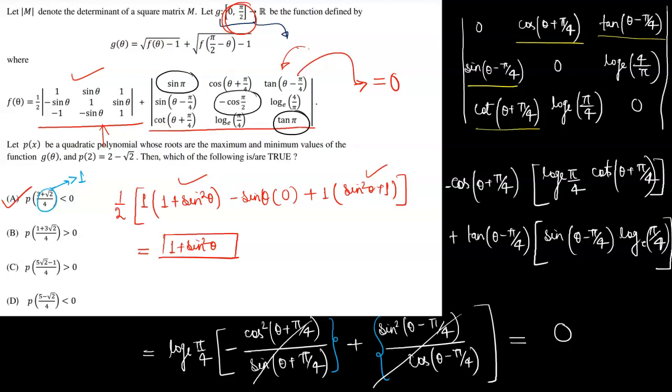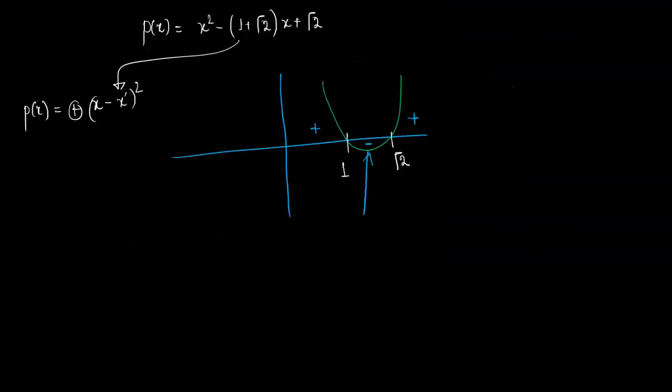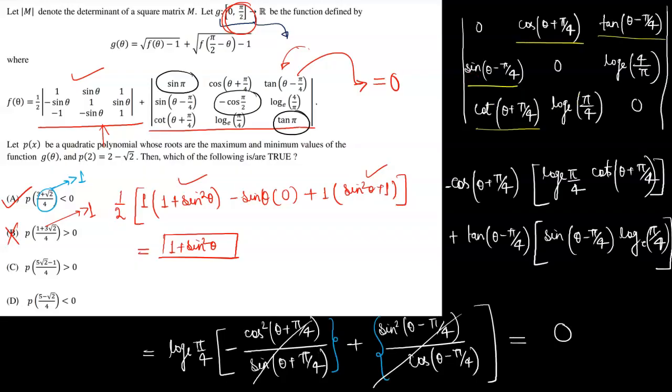So now let's see the B option. 3 plus 3 into 2 into root 2, what will it be? 4.2 plus 1, 5.2. Again it will be greater than 1. This quantity will again be greater than 1, but it is given as positive, and it is not positive, it will be negative. You can see that this domain is negative.